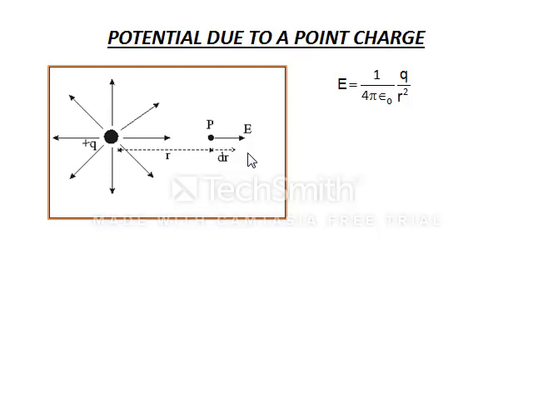Moving along the field, so the potential would decrease, and we'll have dV as minus E dr. Minus denotes voltage V is decreasing, so dV is negative, and this is the amount by which it is decreasing. We have the value of E. Substitute the value of E in this one. This is minus, this one is the value of E, dr. Integrate both the sides.